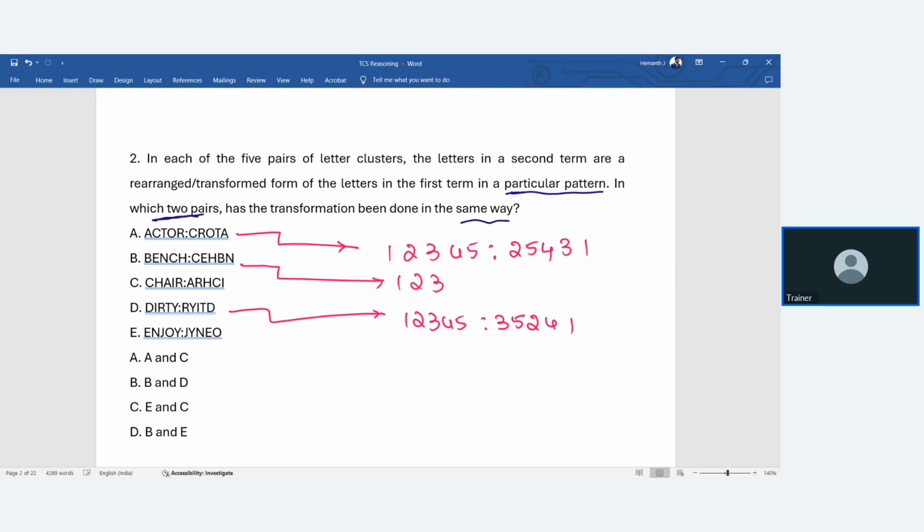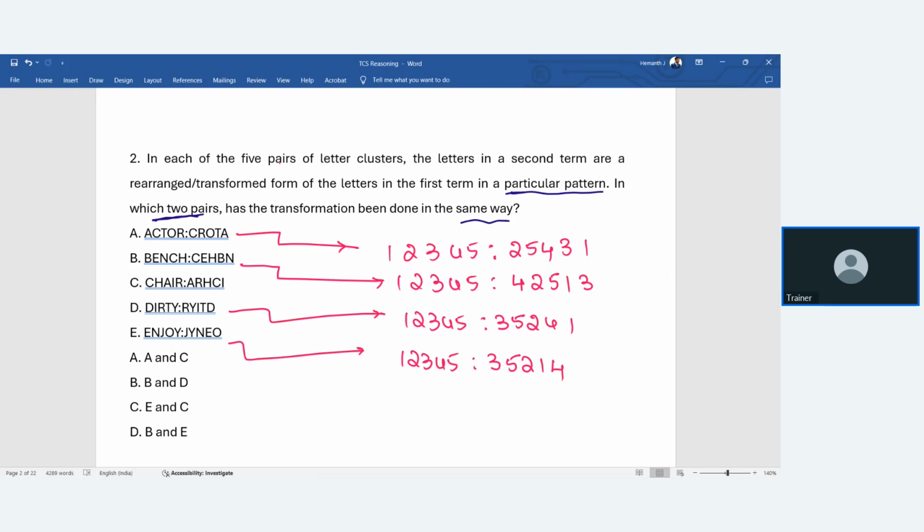Whereas bench: 1, 2, 3, 4, 5. If I take B is 1, E is like that. So C is 4, E is nothing but 2, 3, 1. Here it is 5. So nothing is matching. Let me try with enjoy: 1, 2, 3, 4, 5. J is 3, Y is 5, N is 2, E is 1, O is 4. So far nothing matched.